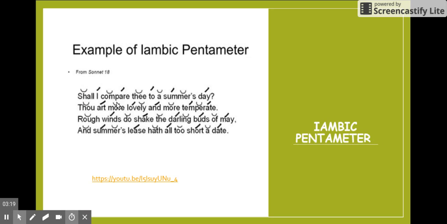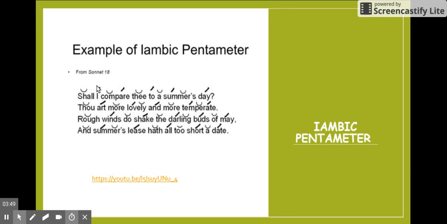Shall I compare thee to a summer's day? That's just a brief idea of it. But if you get the idea, some sounds sounded lower than others. The ones that I went up with are the ones that I marked with the line right here, or accented soundings in the words.